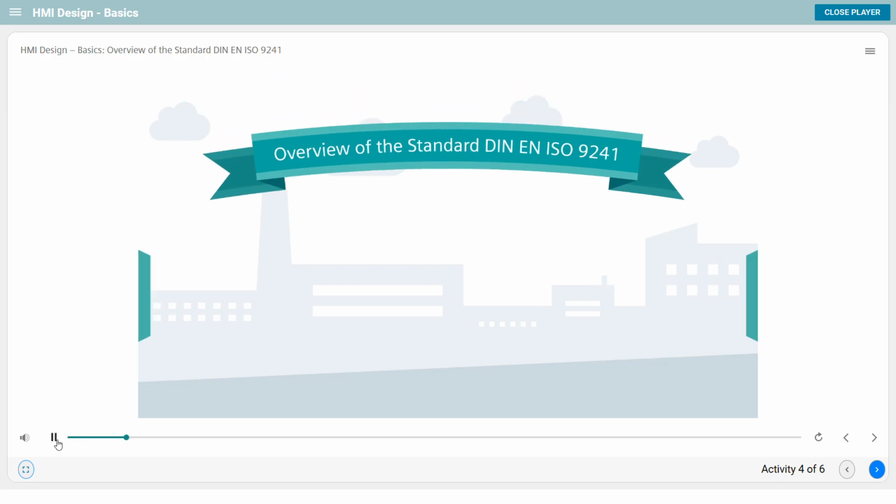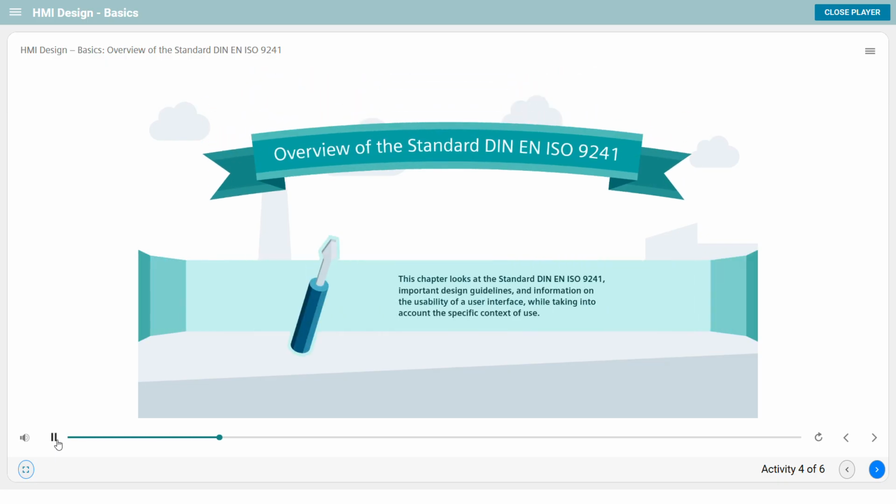Today's chapter focuses on the standard DIN EN ISO 9241. It provides you with important design guidelines and information on the usability of a user interface, while taking into account the specific context of use.